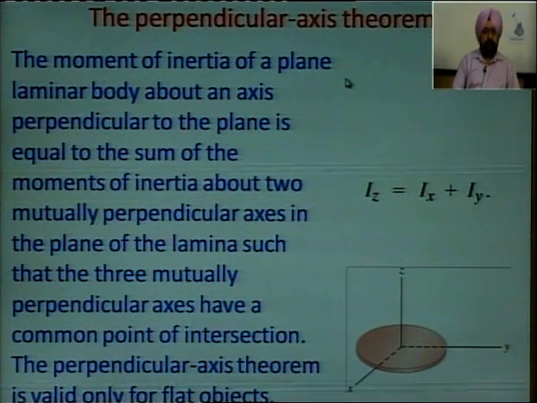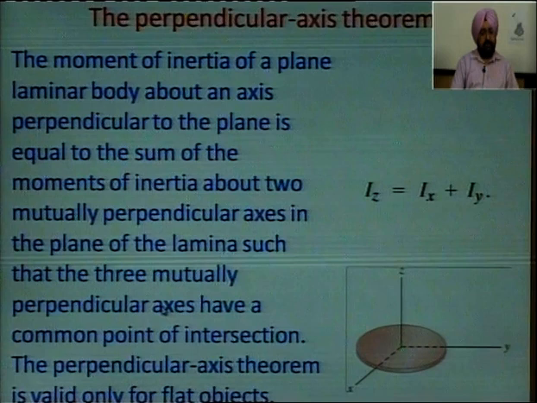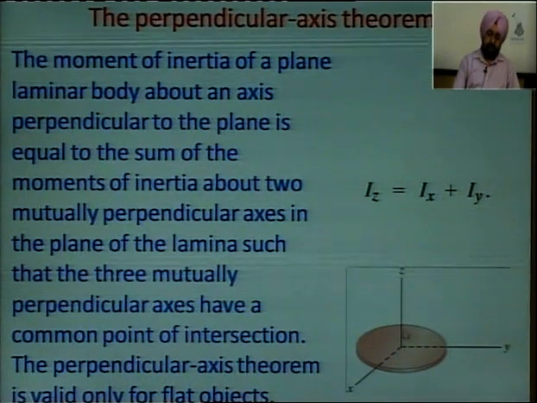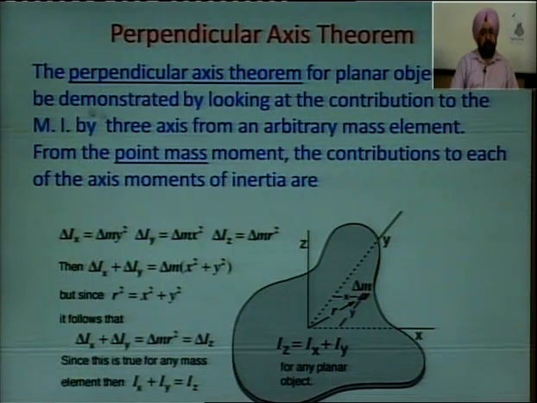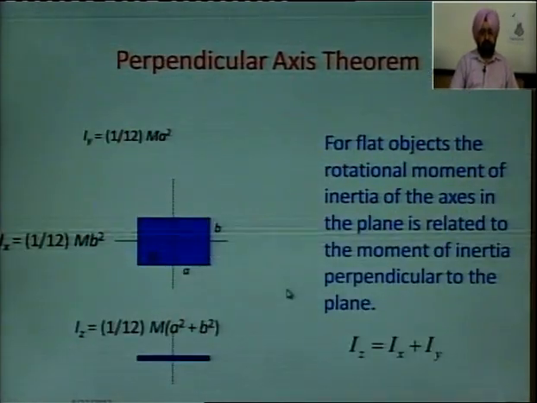So, moment of inertia of a plane laminar body about an axis perpendicular to the plane is equal to the sum of moments of inertia about two mutually perpendicular axes in the plane of the lamina, such that these three axes have a common point of intersection. This theorem is valid only for flat objects. This is the derivation of this theorem, we will not go into the detail now.